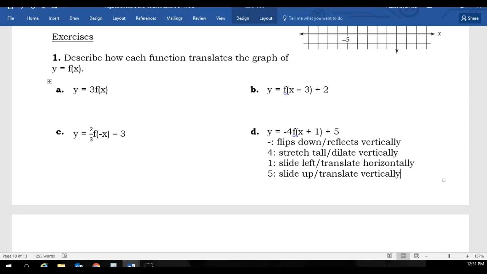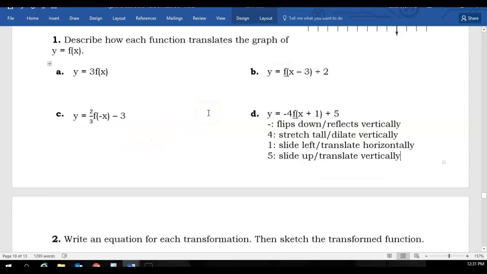So the goal of exercise one is to explain what each piece in the equation does. So what does this three do? What does this three do? What does this two do? What does this two-thirds do? What does this negative do? And what does this minus three do?